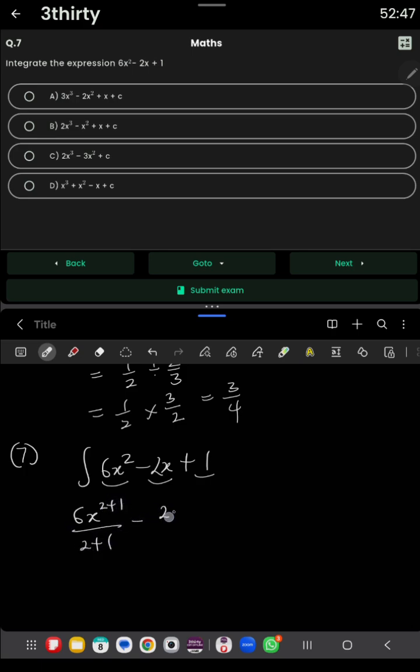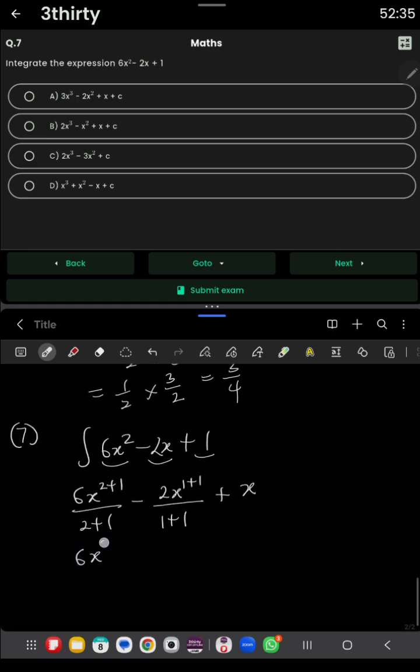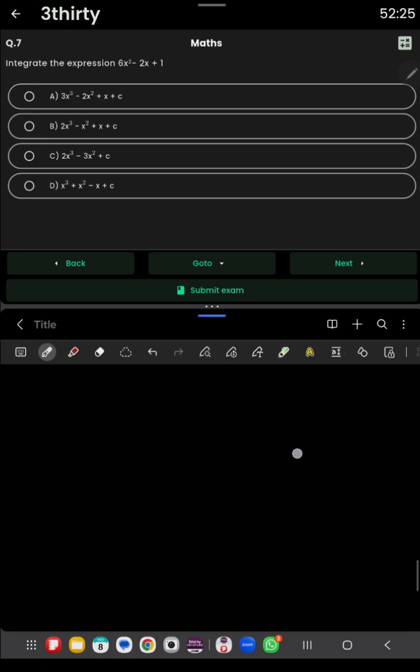Remember, we add 1 to the power here. Then when we have a constant, we add x to it. Since it's 1, we don't need to write 1. So this will be 6x to the power of 3 over 3 minus 2x squared over 2 plus x plus c, of course, which is the constant, which always follows indefinite integrals.